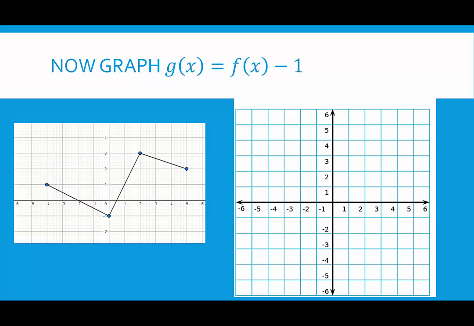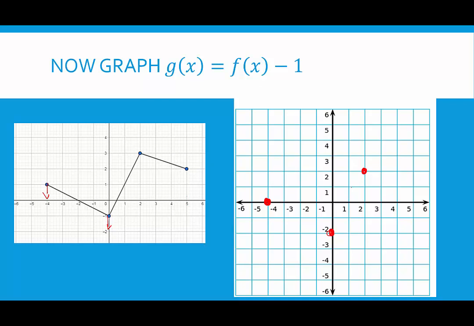And our last example for vertical transformations, now we want to graph a new g(x) where it's f(x) minus 1. So again, what's going to happen here is we're going to pick up the whole graph and move it down 1 unit. We just focus on those 4 endpoints because if we just connect them, it creates the entire graph. So (-4, 1) is going to move down to (-4, 0). (0, -1) is going to move down to (0, -2). (2, 3) will move down to (2, 2).